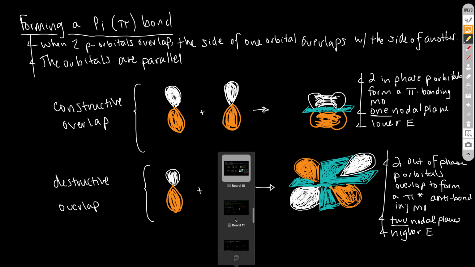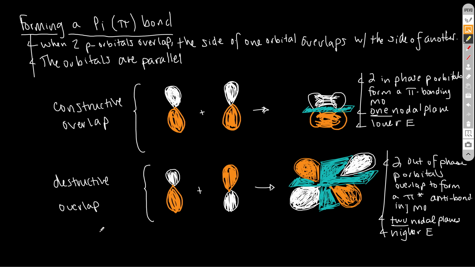So what happens when you form a pi bond? If you have two p orbitals and they overlap, you have to have side-to-side overlap. If you don't have parallel overlap, if you have one that looks like this and one that looks like this, well, they're not parallel at all. They're offset. So you're not going to have side-to-side overlap. They have to be at the same angle.